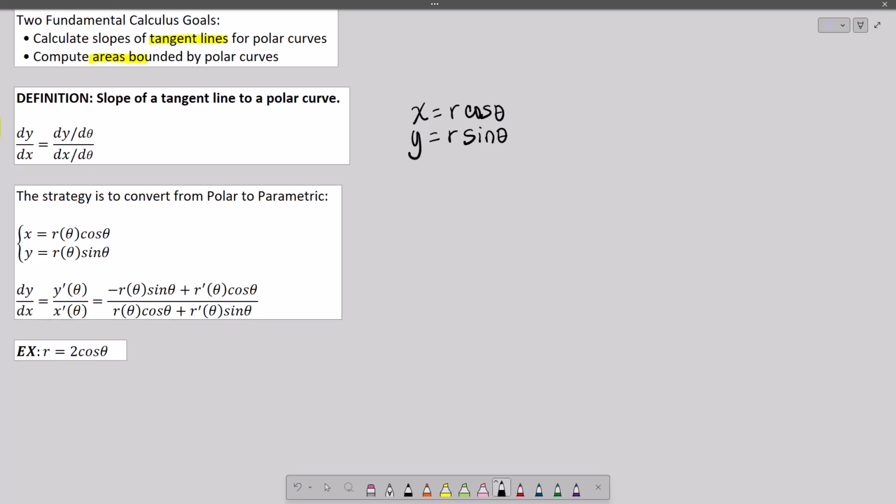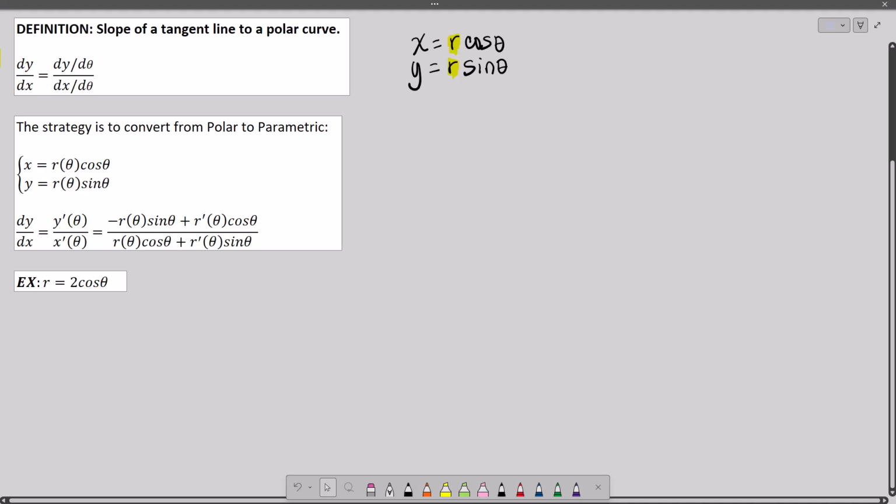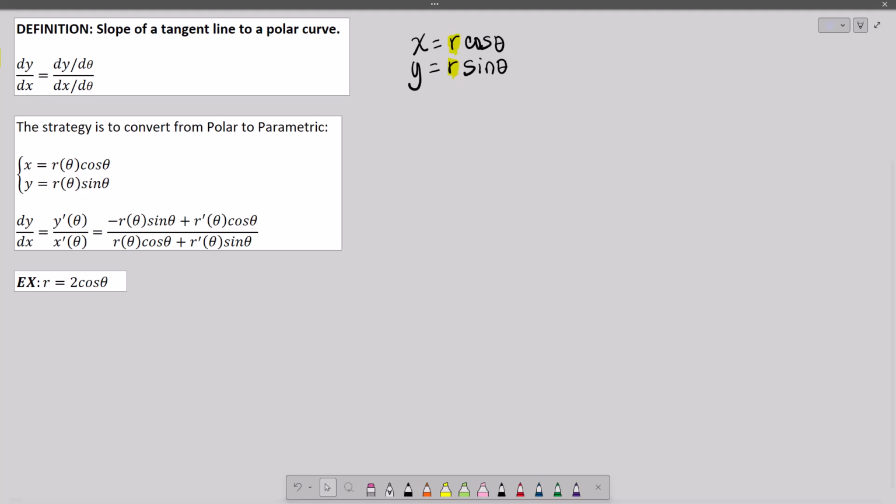But we have to remember that in polar, r is a function of theta. If we have r equals sine theta plus 3, that's a polar curve. R is a function of theta. So far, this r has been represented with a constant. We're changing that now. When we change our polar curve over to parametric, we plug our polar curve in right there for r. We're thinking of that r as a function now, not just a constant. And if we do that, then we differentiate the y with respect to theta, and we differentiate the x with respect to theta, and we get that formula there.